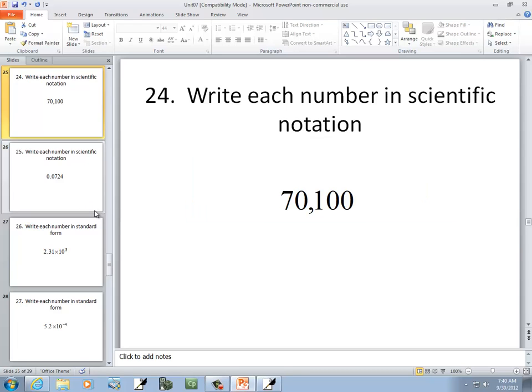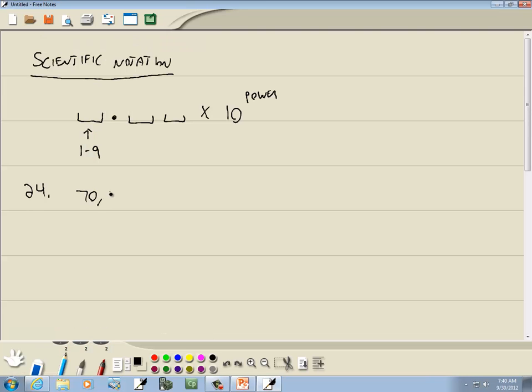So let's look at this one. Number 24. We've got 70,100. Now I'm looking for my leftmost digit that's not a 0. My leftmost digit that's not a 0 is a 7. So we want this to be 7 point, and then I'll write the rest of these down. So I've got 0, 1, 0, 0. We'll come back to this because we want to modify that a little bit. And then we want that times 10 to some power.